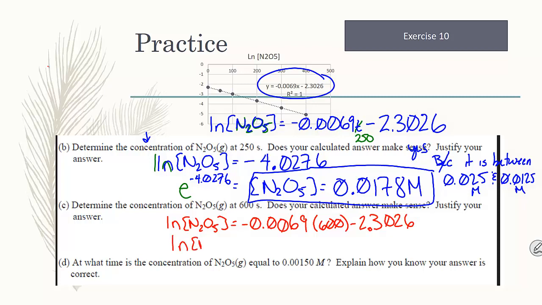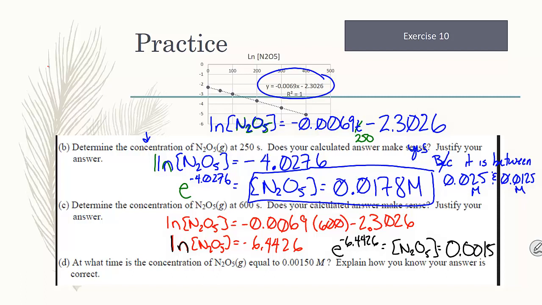natural log of our concentration equals a negative 6.4426. Again, that is the natural log of our concentration, not our actual concentration. In order to undo a natural log, we'll raise e to that value to find the concentration of dinitrogen pentoxide, which we come out to be 0.00159.